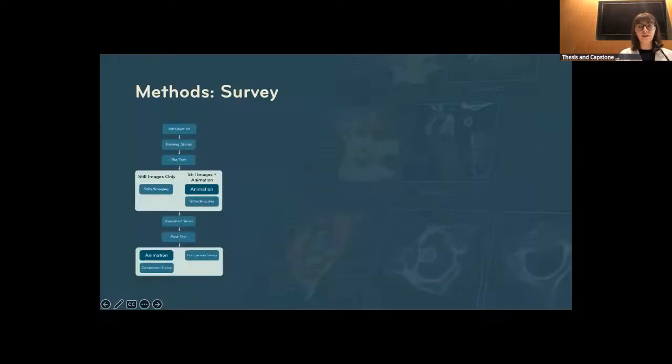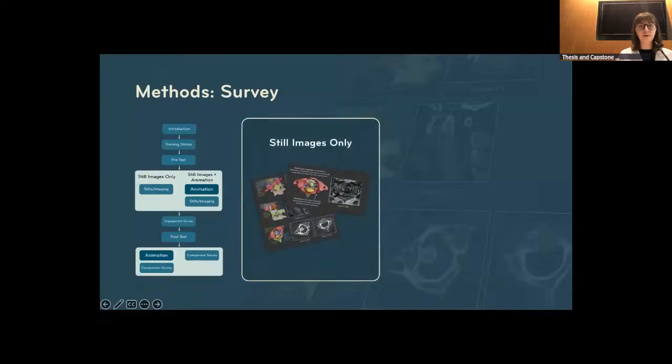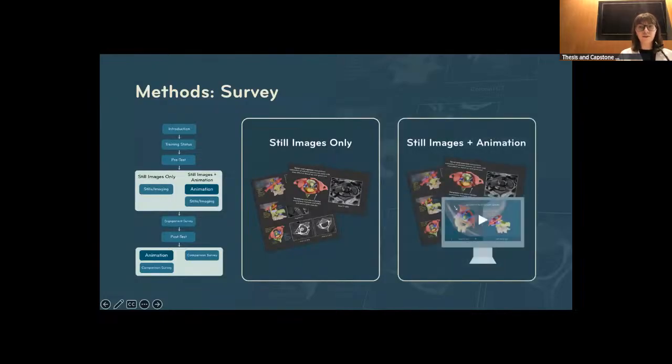The survey included a content-based pretest, our learning materials, an engagement and comparison survey, and a post-test. Participants were randomized into 2 groups, one receiving still images only and one receiving still images and a corresponding animation. To lessen the load required of the participants, we decided to only test one of our animations in this study.